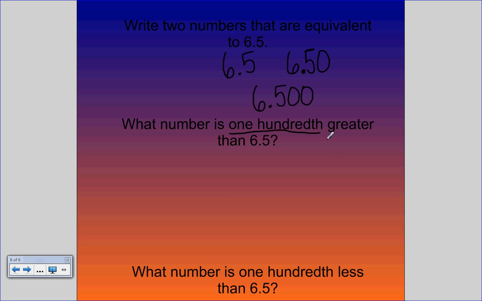Alright, this next example. What number is 100th greater than 6 and 5/10? Do not look at this problem and think, oh my goodness, I can't do this. It says 100th greater, but this number only has 5/10. Remember the zero, put your zero in there and make it have a hundredths place value. So this is like having $6.50, and you are going to add 1/100th to it, like adding 1 penny to your pocket. You are going to have 6 and 51 hundredths.